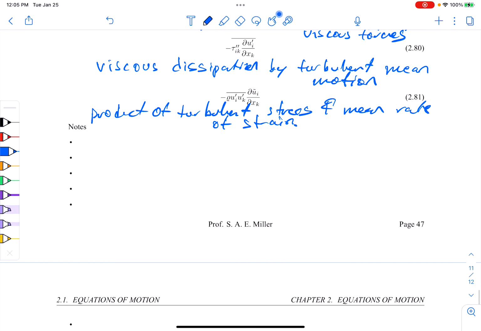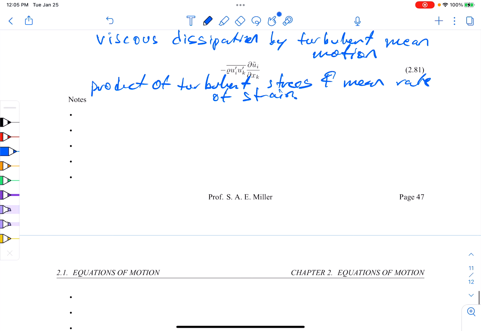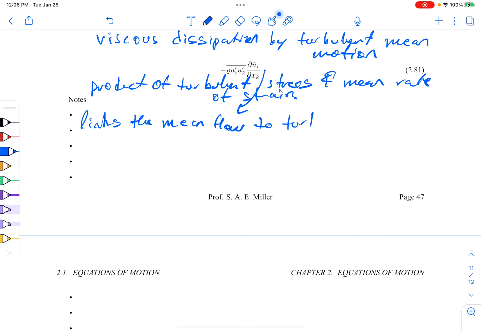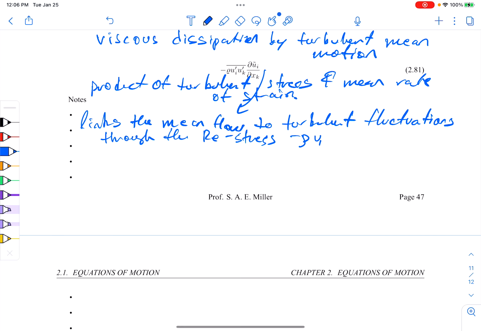Okay, well, that's a lot of notes, so let's talk a little bit about what that physically means. And this is where I'll make some notes. This last term, by the way, really links the mean flow to turbulent fluctuations through the Reynolds stress, which is negative rho u_i'' u_k'' bar.